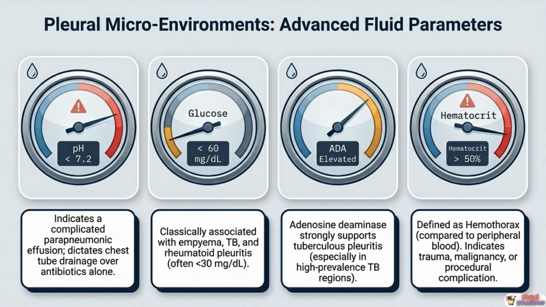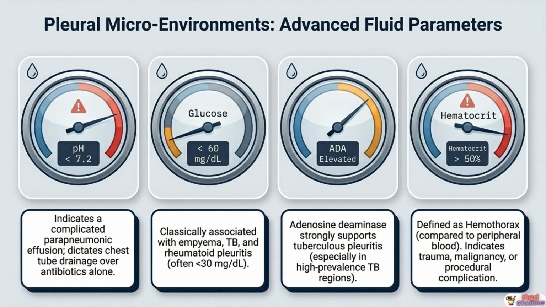A pleural fluid glucose below 60 milligrams per deciliter is classically associated with empyema, tuberculosis, and rheumatoid pleuritis, with rheumatoid pleuritis often showing an especially striking glucose level below 30 milligrams per deciliter. Elevated adenosine deaminase, or ADA, strongly supports a diagnosis of tuberculous pleuritis, and this test is particularly valuable in regions with high tuberculosis prevalence, where it can support a diagnosis well before culture results become available.